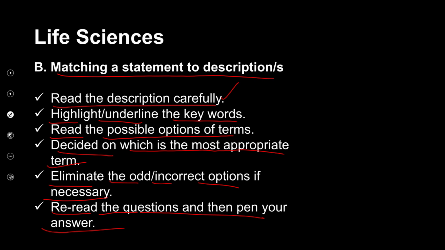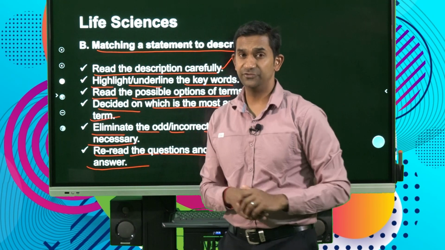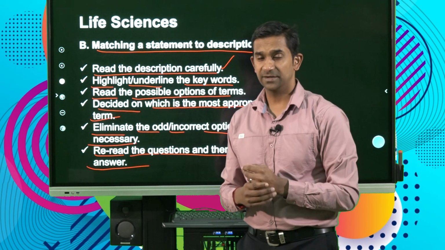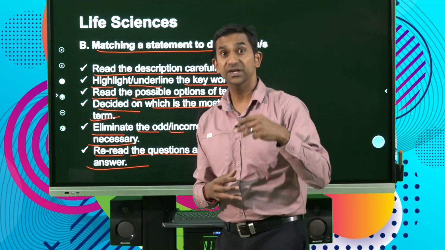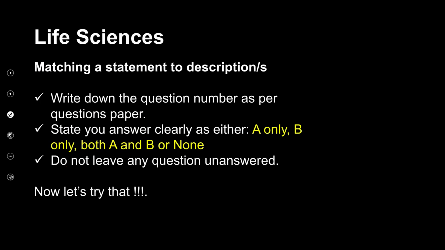Guys, matching statements with descriptions can often be confusing because there are two options that are given, and those options are often close, similar, or not related, and hence it requires that you often reread those options with the question. Continue. Write down the question number as per the questions on the question paper. As I mentioned earlier on, you cannot do your own numbering system. State your answer clearly as either A only, B only, both A and B, or none. And guys, the questions often require to clearly state whether it is either one of these four.